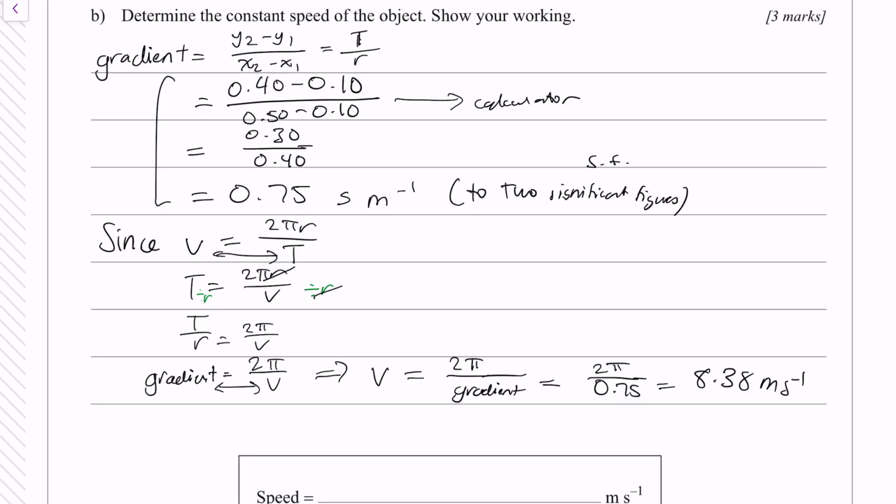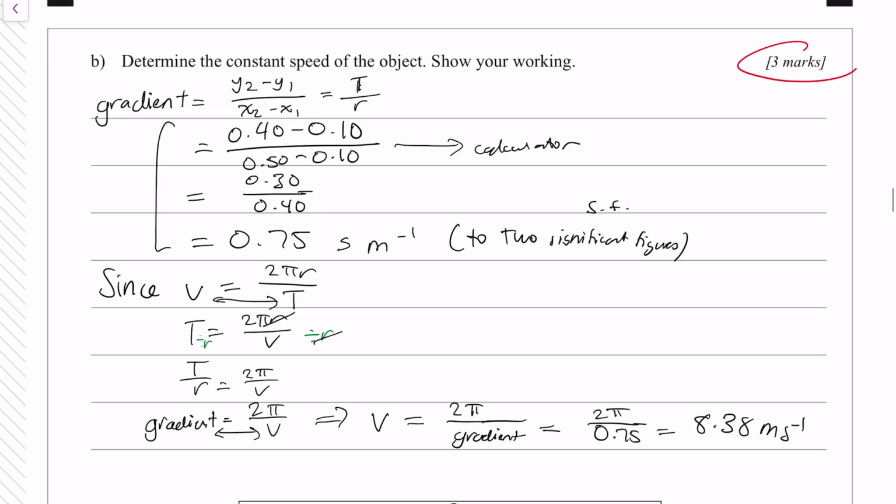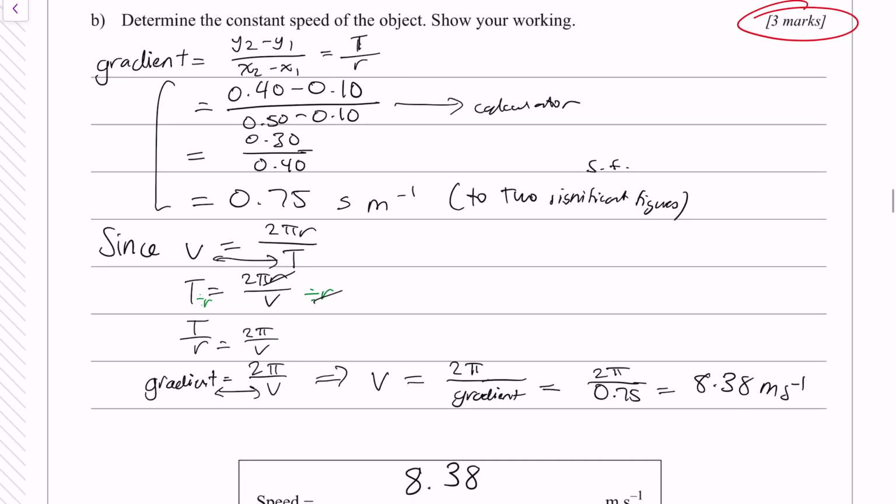Okay, so I need to make sure I put that in the box. You don't want to lose silly marks because it's not in the box. And so those are my full marks there for 3 marks. So where do my 3 marks come from?